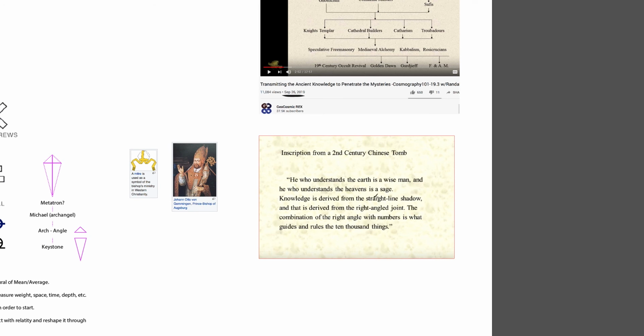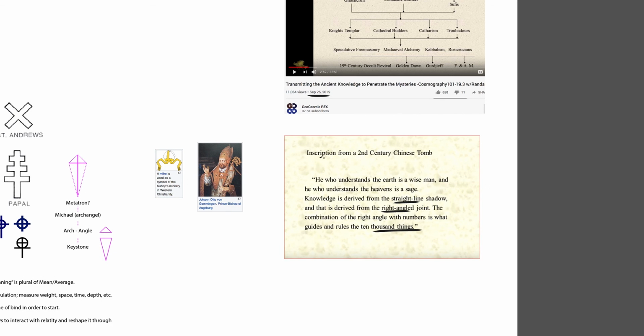He who understands the earth is a wise man, and he who understands the heavens is a sage. Knowledge is derived from the straight line, shadow, and that is derived from the right-angled joint. The combination of the right angle with numbers is what guides and rules the 10,000 things. Now, as you get deeper, you'll figure out that's used often, both in the way it exaggerates things, but also really connotes what they're trying to solve. But this was on an inscription from a 2nd century Chinese tomb.